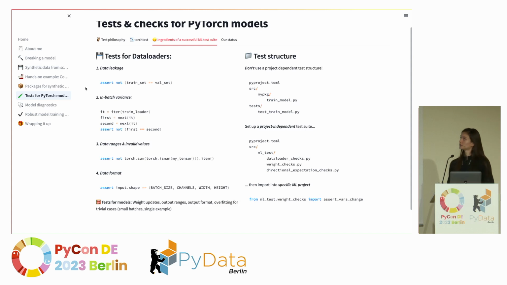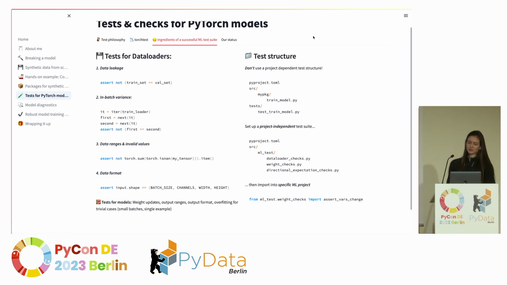If we look at the data loaders, we want to test for data leakage to make sure that nothing from our training set is spilling over to the validation set. We also want to test for in-batch variance to prevent that we're accidentally always returning the same training example if we have some subsetting happening in our data loader. We also want to check for data ranges and invalid values. And of course, we also want to check for the data format, that it has the appropriate input or output shape. The same way for our models, we want to check for weight updates, output ranges, output formats. And usually what is also a bit more complicated to construct, but very, very helpful, is that our model should be able to overfit on a trivial case like a single training example.